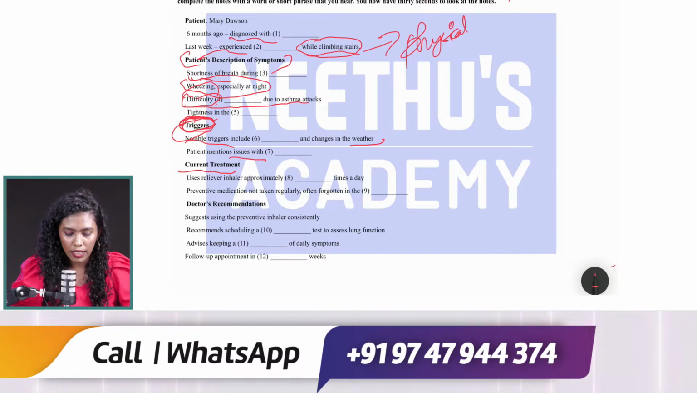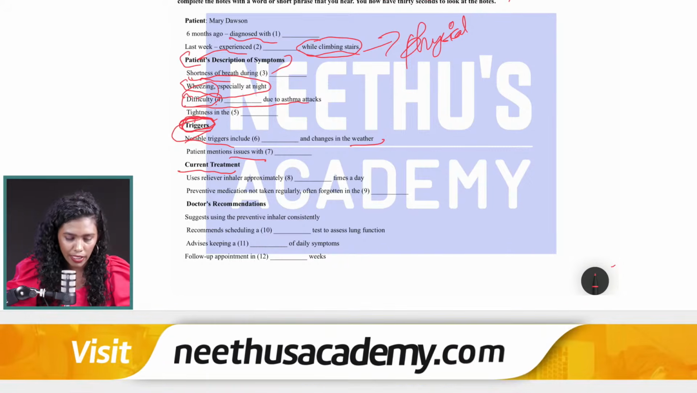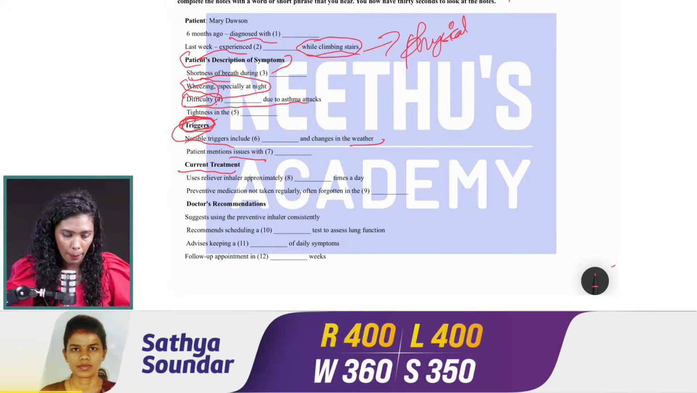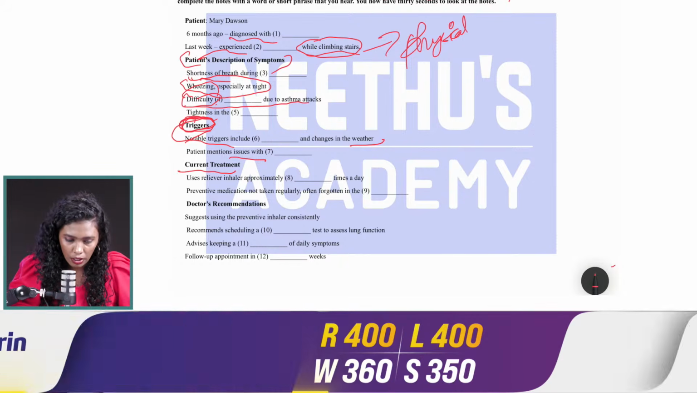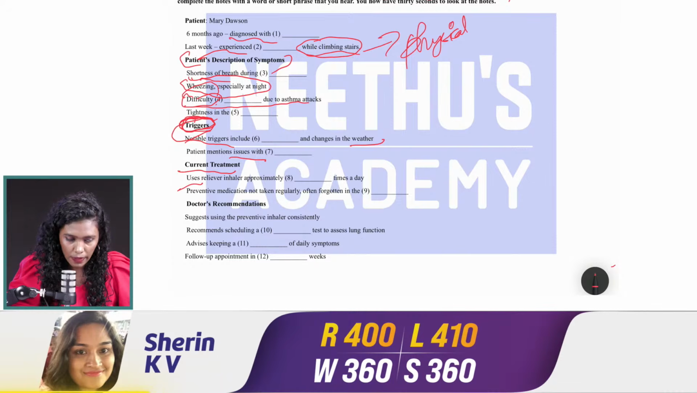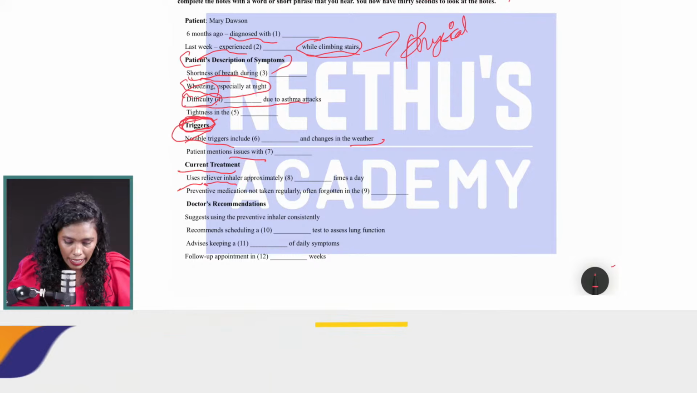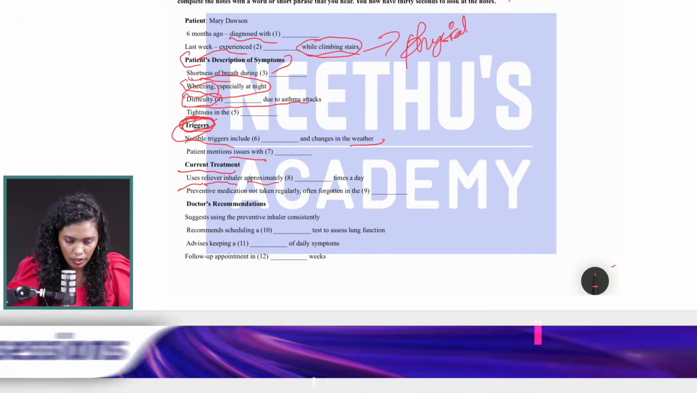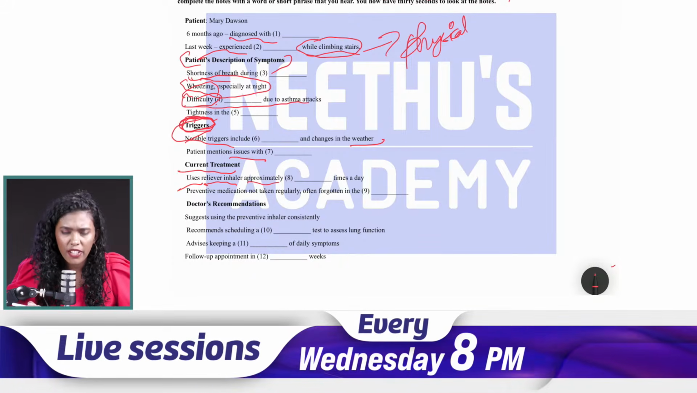So what are the keywords? Is there any particular focus that you would like to include? Tell me. What are the keywords that you can include over here? See, here I would suggest you go for the word uses. We can take the word uses over here, and reliever inhaler, and anything else? Approximately. Okay.